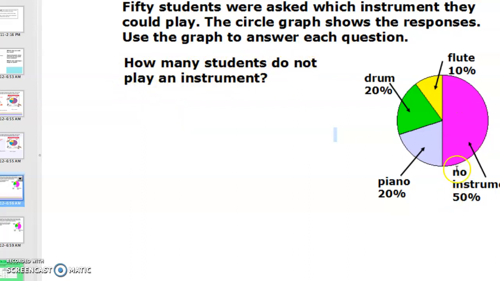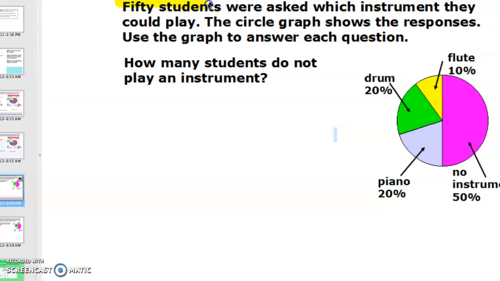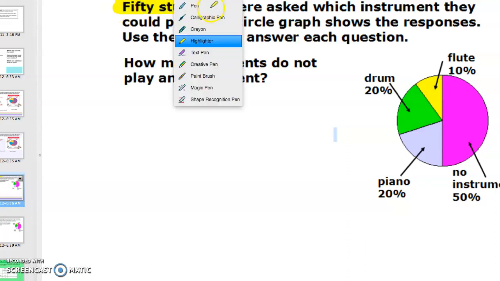So no instrument. And again, it's not asking for the percentage. If it asked what percentage of students don't play an instrument, that's 50%. But this says how many students. Well, what's key here is how many students were surveyed. It says 50 students were surveyed. 50 students were asked this question.